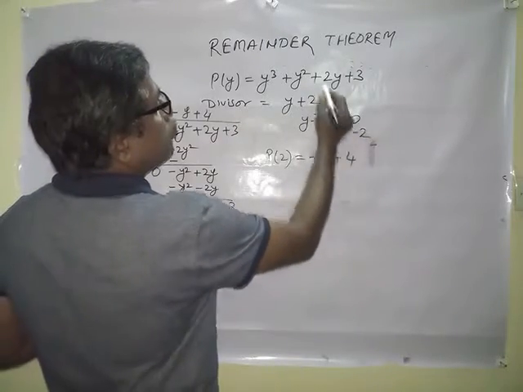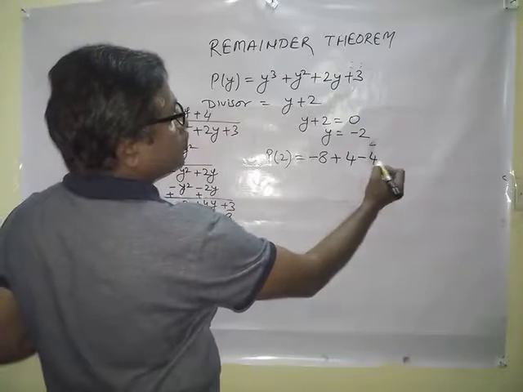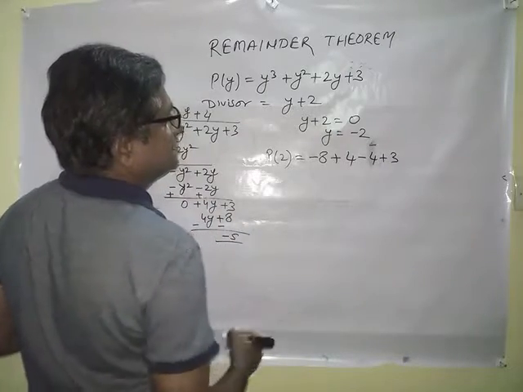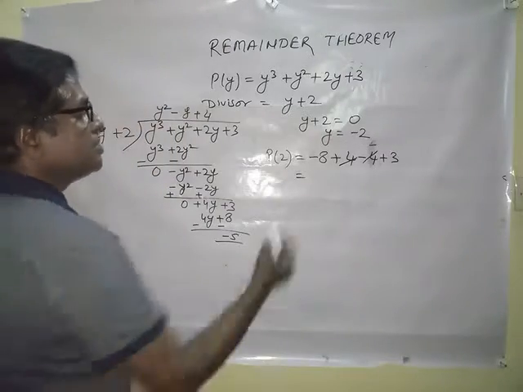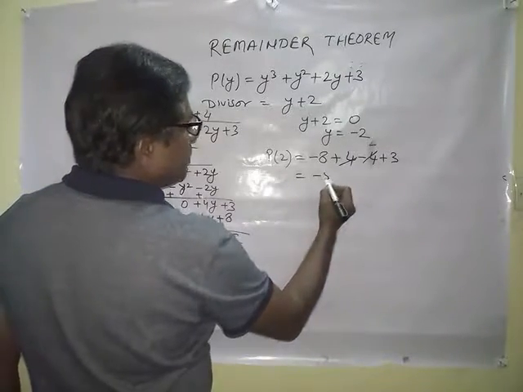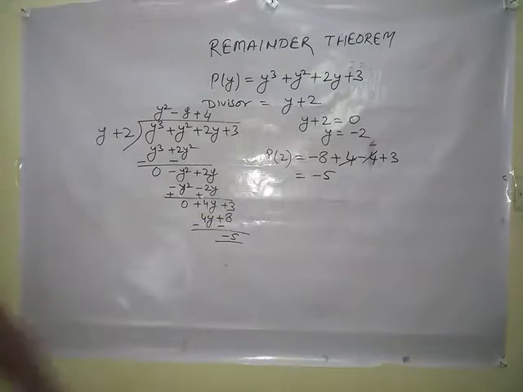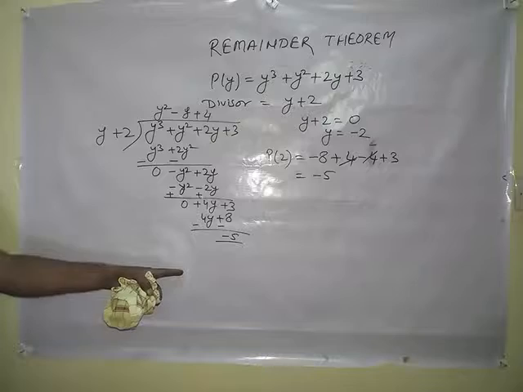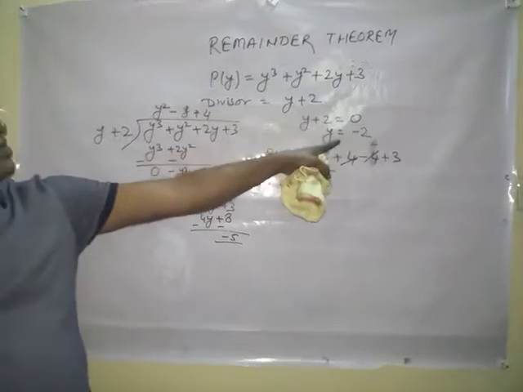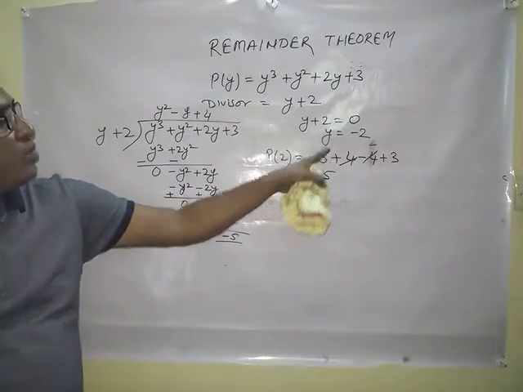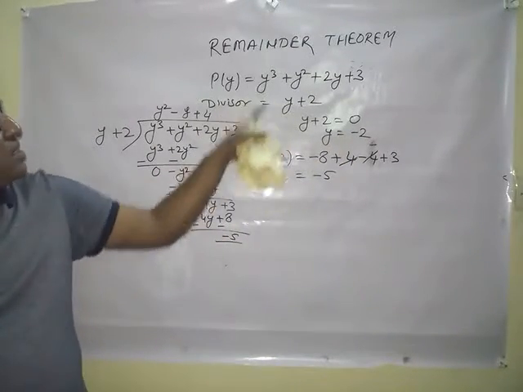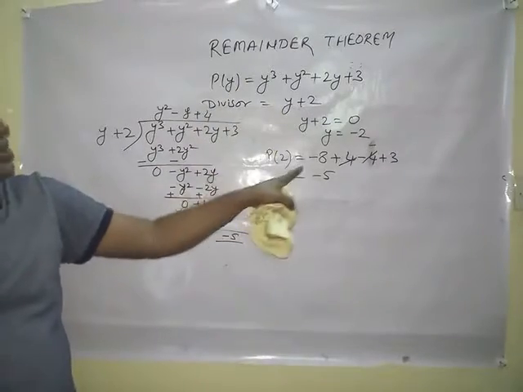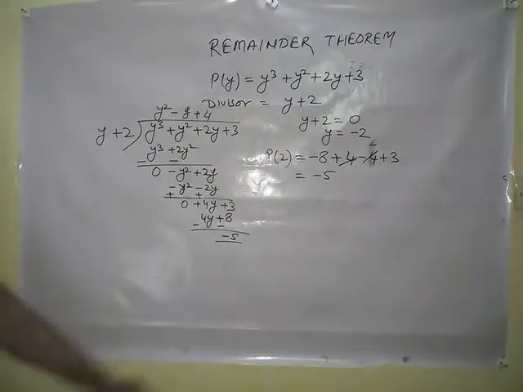Here 2 multiplied by minus 2 is minus 4, plus 3. This minus 4 plus 4 will get cancelled. Minus 8 plus 3 is minus 5. So that is what the remainder theorem is. Instead of going for the long method, you just equate the divisor to 0 and get the value of y. Apply this value in the polynomial and you will get the remainder.